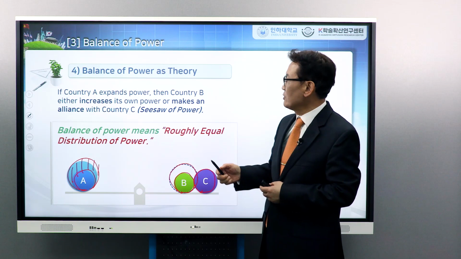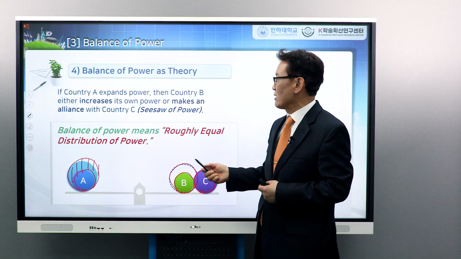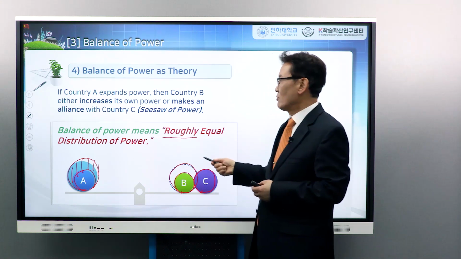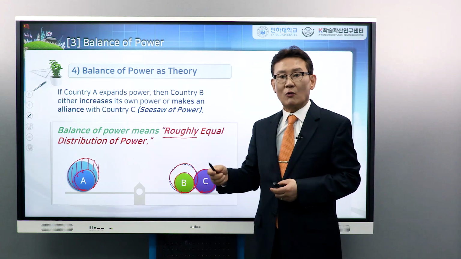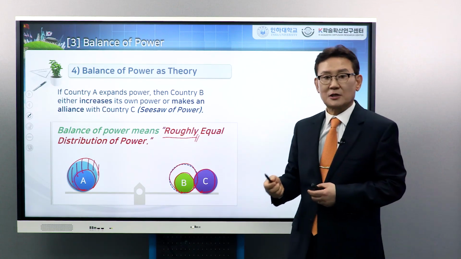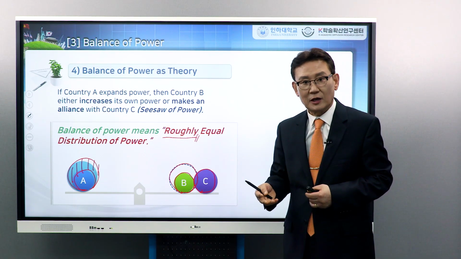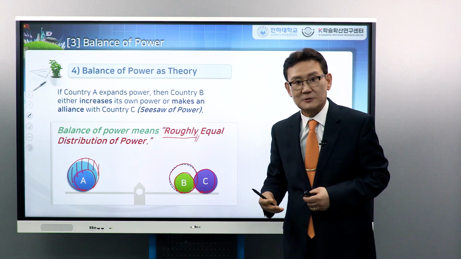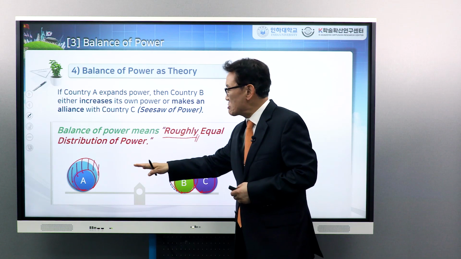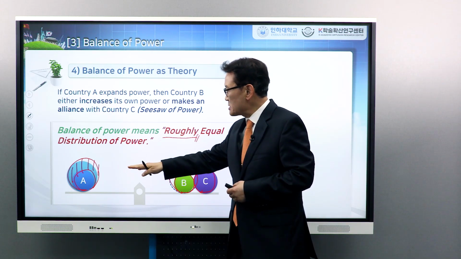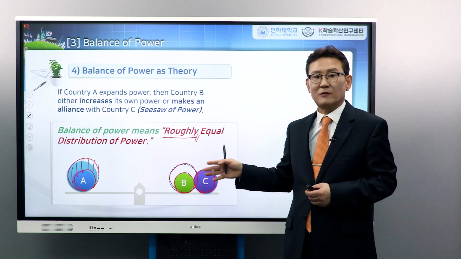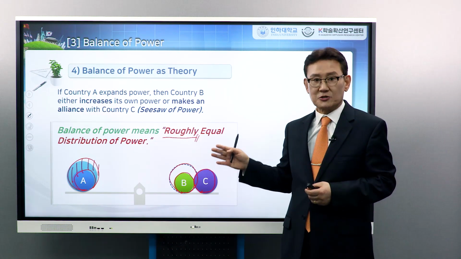So the theoretical definition of balance of power means the roughly equal distribution of power. Why do we say roughly? Because power has subjective as well as objective elements. The power seesaw gets to equilibrium again, and then war does not break out. That's the fundamental assumption of the balance of power theory.